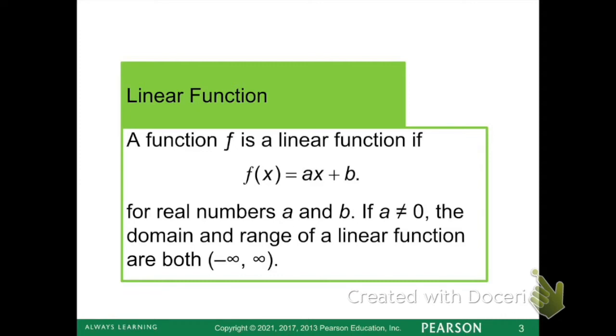Domain and range of a linear function is always going to be negative infinity to infinity, because when we graph a line, we have arrows on the end, and those arrows are going to span forever to the left and the right, so covering the entire x-axis, and also forever up and down, spanning the entire y-axis.